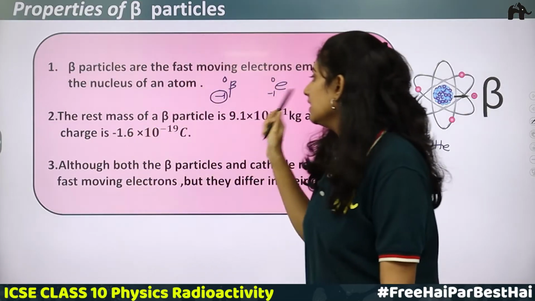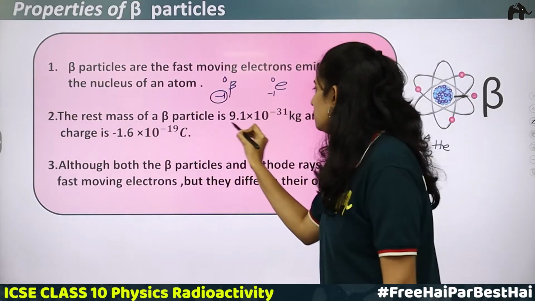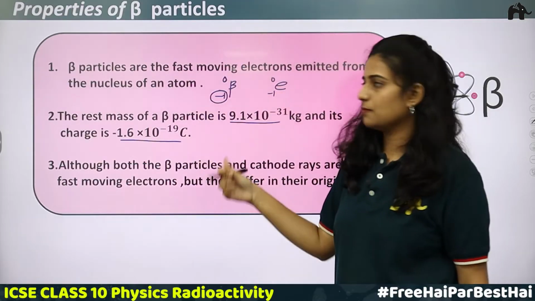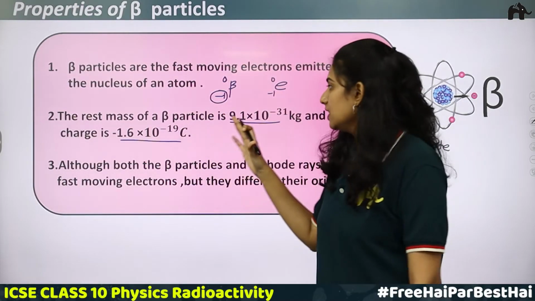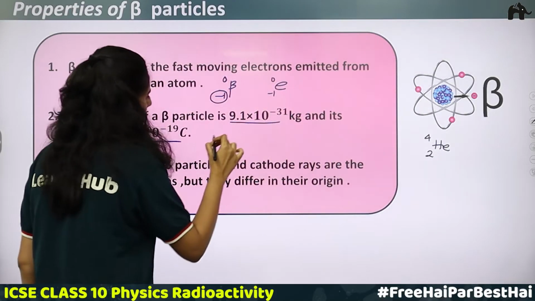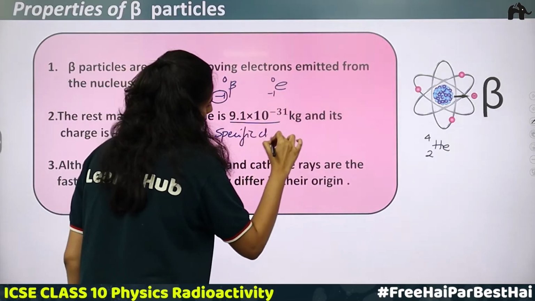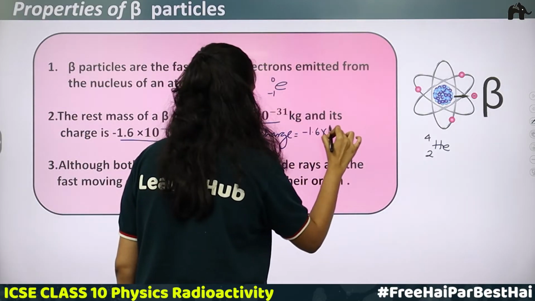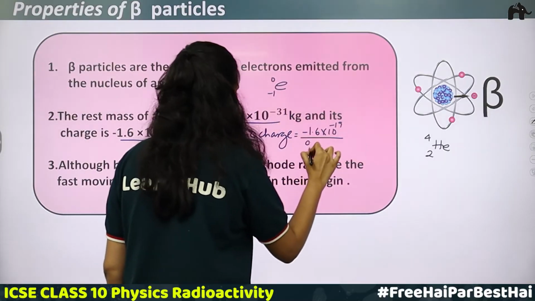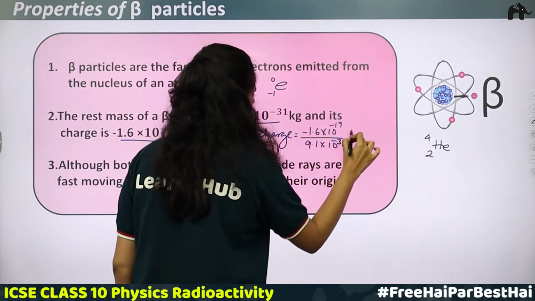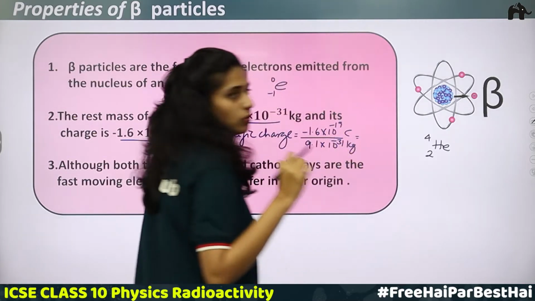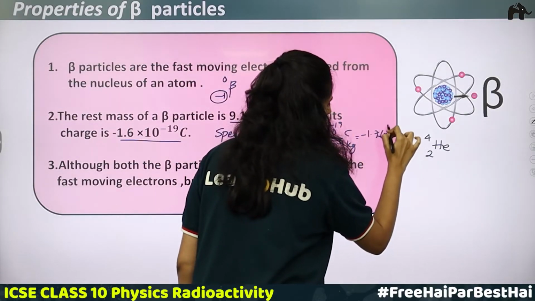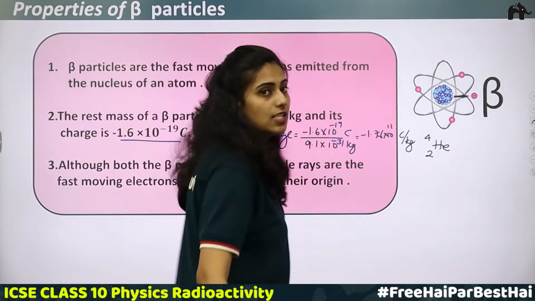Both are okay. Next, the rest mass of beta particle is same as that of electron, which is 9.1 into 10 raised to minus 31 kilogram, and its charge is minus 1.6 into 10 raised to minus 19 coulomb, same as that of electron. With the charge and mass, we can find the specific charge. Specific charge is equal to charge by mass. Here the charge is minus 1.6 into 10 raised to minus 19 divided by mass 9.1 into 10 raised to minus 31 kilogram. You will get a value of 1.76, negative sign. When you take magnitude, it is 1.76 into 10 raised to 11 coulomb per kilogram. This is the specific charge.